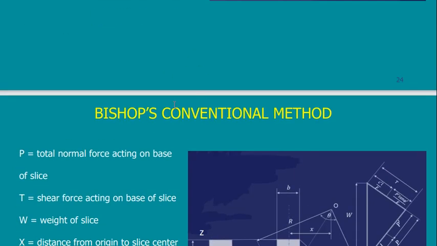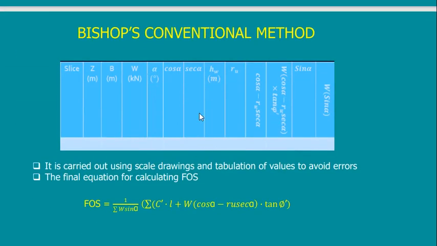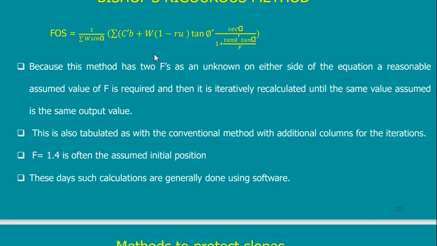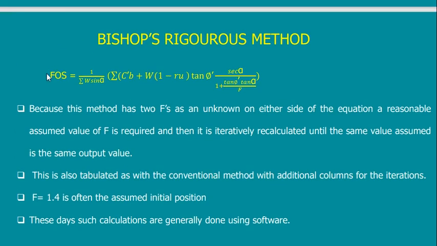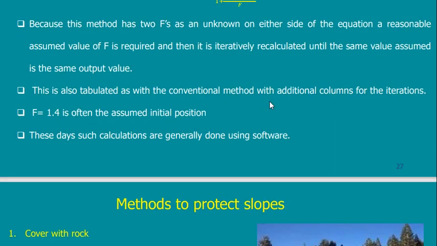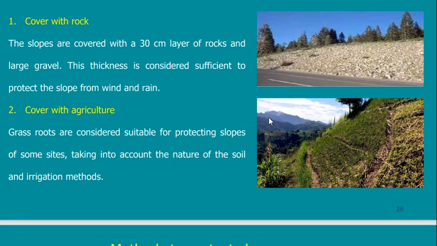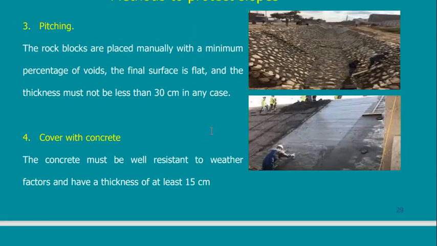There are many other methods. There is Bishop's conventional method, and there is Bishop's rigorous method. All of these have different equations. Of course, here the factor of safety is a little bit more complicated. If I go to the rigorous method, the factor of safety is much more complicated, and so on. So the theory and the concept are the same, but the degree of complication is different. That's why in the exam we usually stick to the simplest way of calculation.